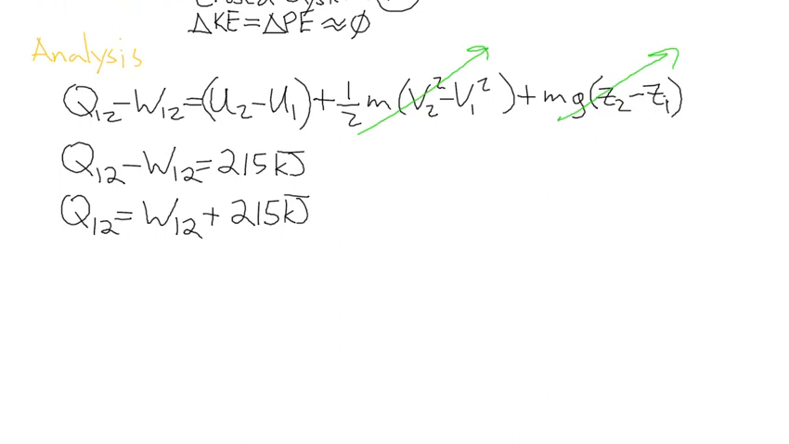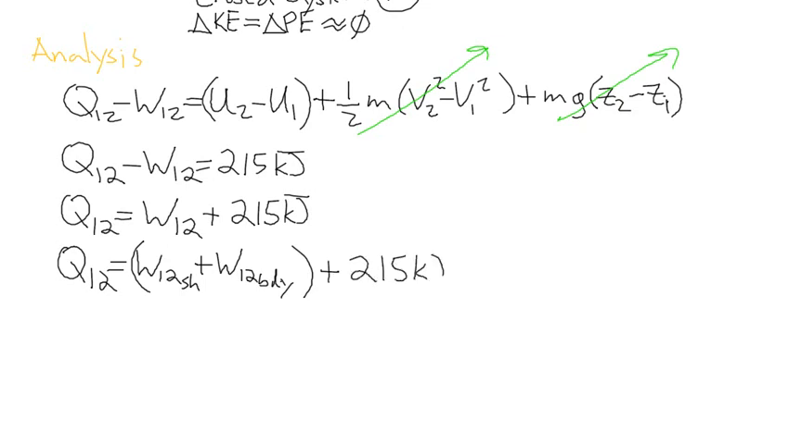Excuse me. Let me change that back to black. So heat transfer is going to equal, and we'll write this out first as work 1, 2 shaft plus work 1, 2 moving boundary plus 215 kilojoules. All right. That shaft work we already have. Now remember, like we said, work in is negative. So we're going to say that it's negative 40 kilojoules.